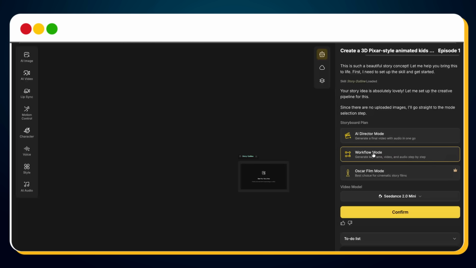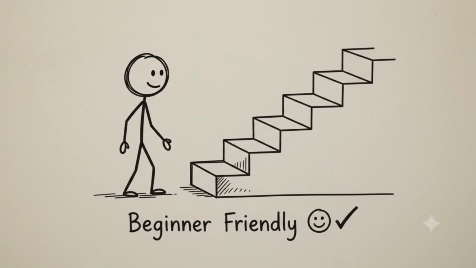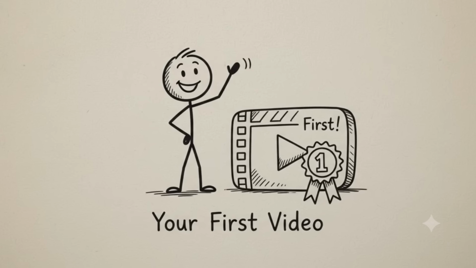Workflow mode, for advanced control. If you want to customize every step manually, this is your option. Oscar mode, for creators who want to turn one idea into a master-level script and cinematic video. For this tutorial, we're going with director mode, beginner-friendly, fully automated. Perfect for your first video.